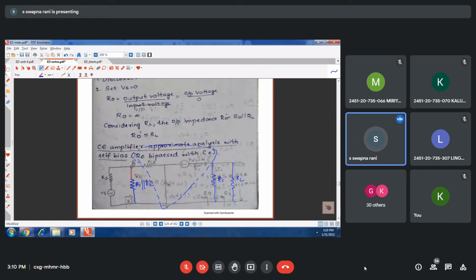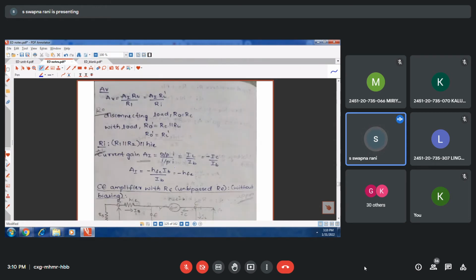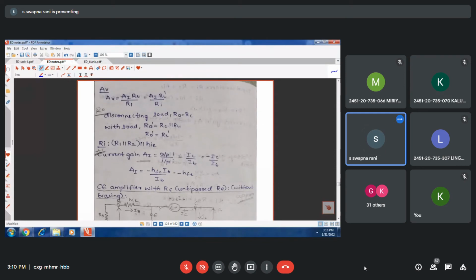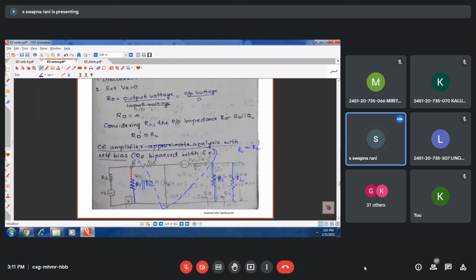So where this addition of resistors will affect: in the analysis we did earlier, wherever RL is there, substitute RL dash. So you can substitute a single resistor wherever RL is there. Like voltage gain, that is AI into RL by RI, so RL dash comes here. And since biasing resistors have been added at the input, the input impedance will also change.